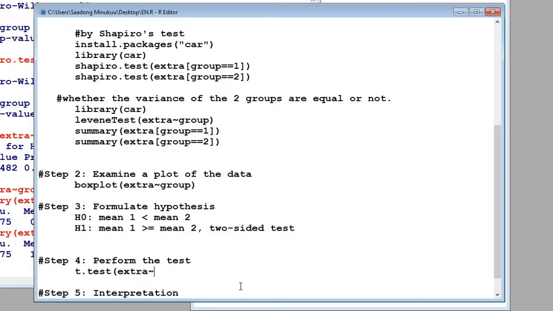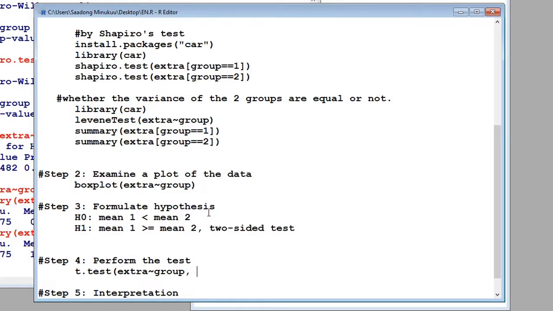Extra separated by group. Okay, so write group here, and then after which we write a comma. Now we're going to put the mean difference, or let's say the differences between the means, the two means.